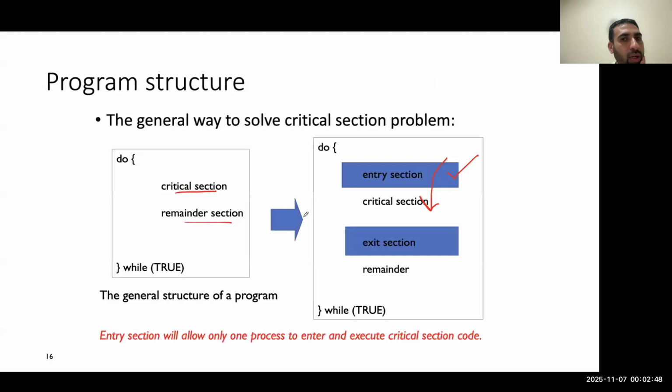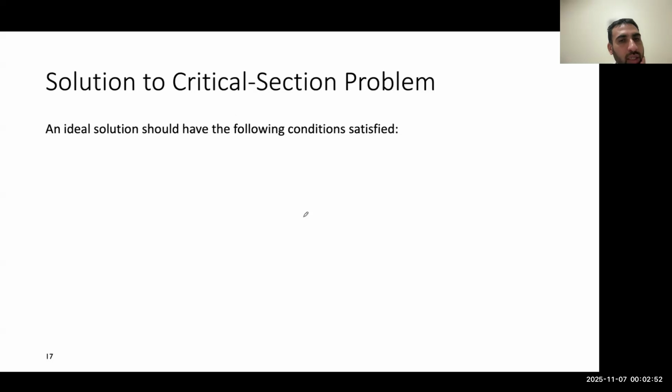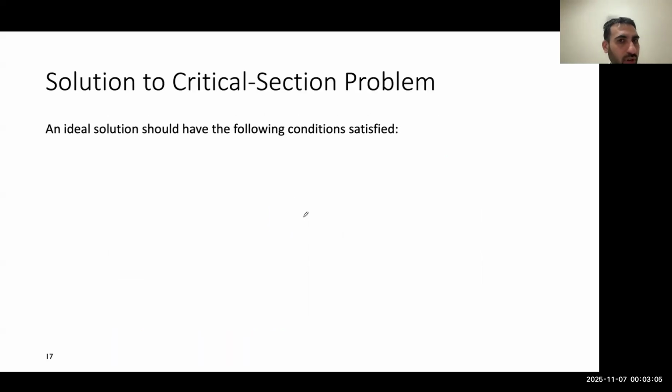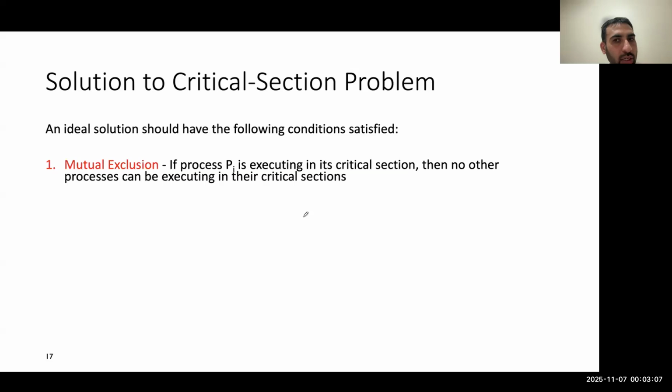We will see how we can implement the entry section. But before having a look at that, let's look at the features or requirements for a solution which addresses the critical section problem. Any solution that addresses the critical section problem must have three properties.